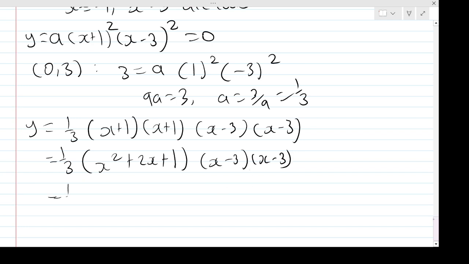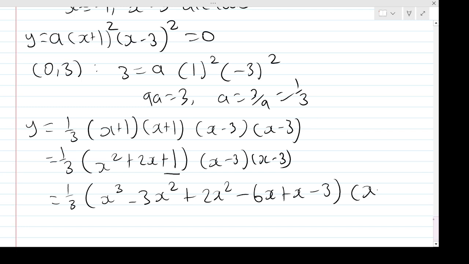So that'd be a third of firstly x squared. So x squared times x is x cubed. Then x squared times minus 3 being minus 3x squared. Then I deal with the 2x term here. So 2x times x would be plus 2x squared. Then 2x times minus 3 would be minus 6x. Then I have plus 1 here. 1 times x is plus x. And then 1 times minus 3 would be minus 3. And then the last factor, x minus 3 at the end.